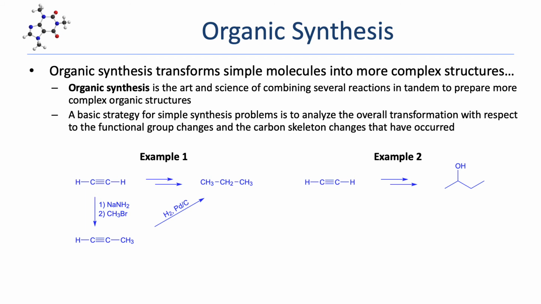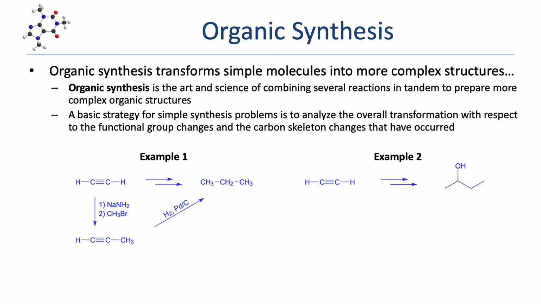Example 2 is a little more challenging. Here, we're transforming ethyne into 2-butanol. The functional group change is the transformation of an alkyne into an alcohol, and that's not something we can do in a single step. When tackling synthesis questions, it's often useful to think of where things could have come from. In this case, an alcohol functionality could have come from the hydration of an alkene, and that alkene could have come from a Lindlar hydrogenation of an alkyne. So in this case, the functional group change is going to require at least 2 reactions.